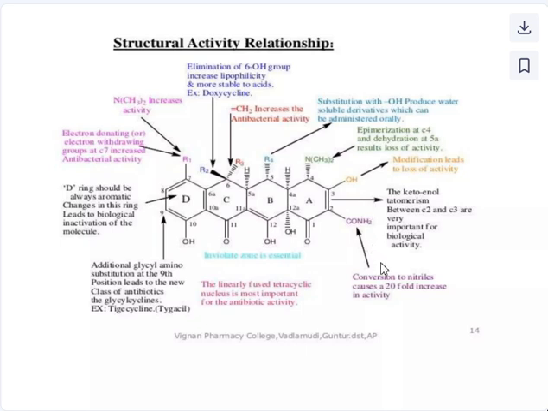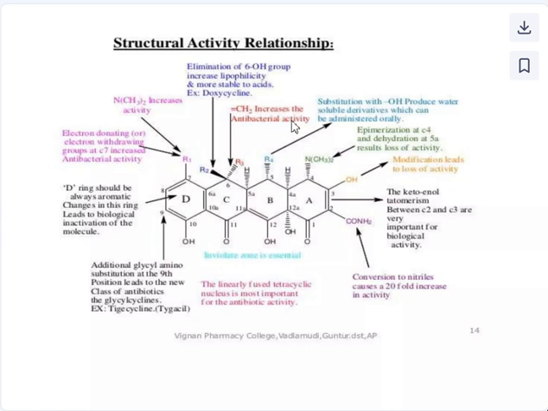So this acetamide conversion to nitriles causes a 20-fold increase in the activity. This keto-enol tautomerism between C2 and C3 is very important for the biological activity. Modification of OH at the third position leads to loss of activity. Epimerization at C4 and dehydration at 5A results in the loss of activity. Substitution with OH produces water-soluble derivatives which can be administered orally.